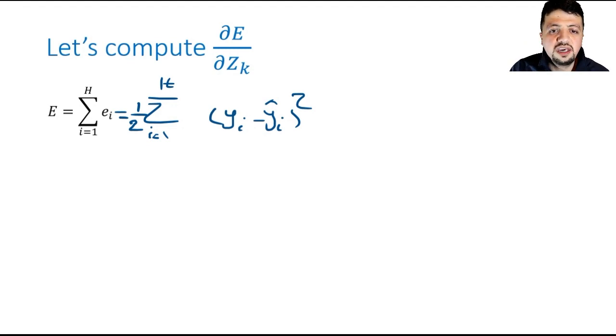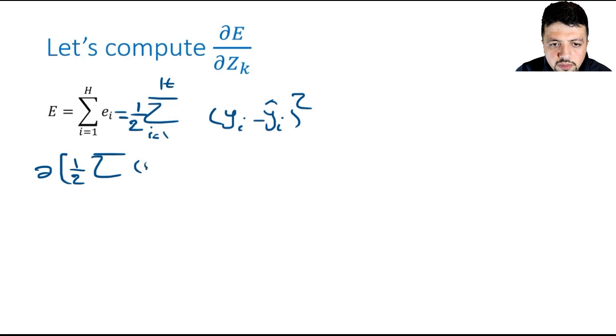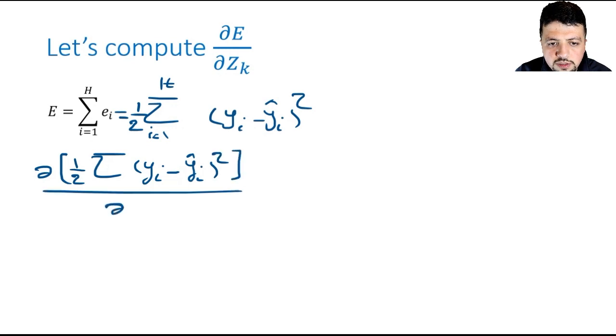Now, what is k? k can be 1, 2, all the way to h, because you have h number of pre-activations. So let's write it down: the partial derivative of 1 over 2 times the sum of this difference with respect to zk. Again, you notice that this 1 over 2 is a constant, so it survives the derivative operation and can just get out of it.